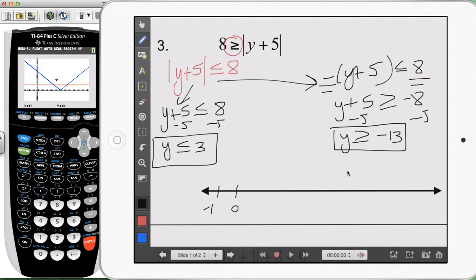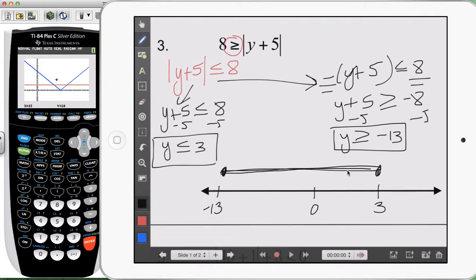So let's say this is negative 13. Let me put 0 a little bit in the middle. So you want y to be less than or equal to 3, and y is greater than or equal to negative 13. Again, since they overlap, you're only interested in the part where they overlap. So then your solution is going to be between those two.